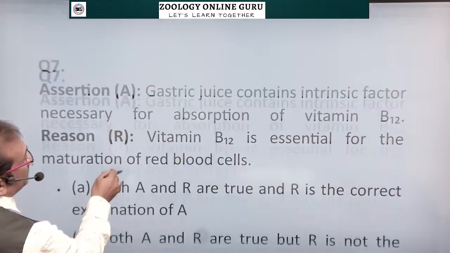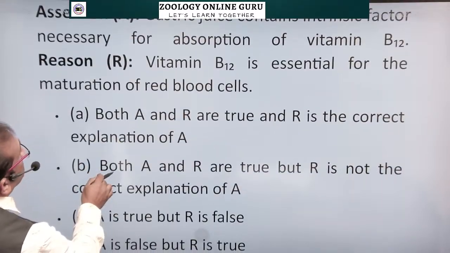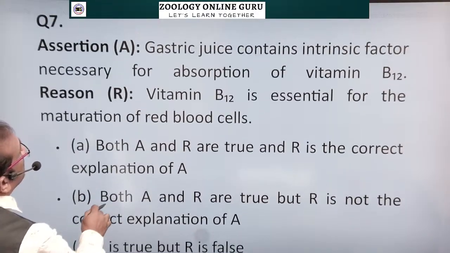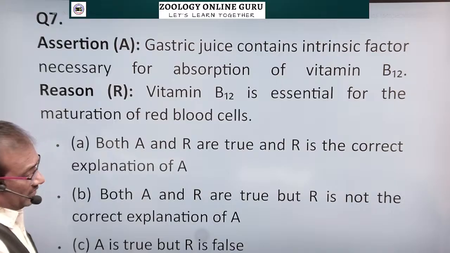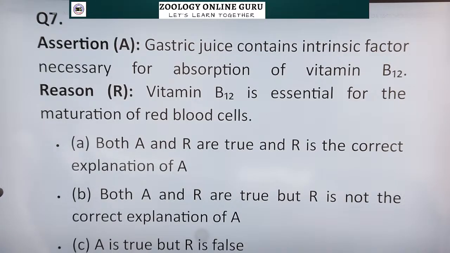Question number 7. Yes, we are stopping here. This is the last question for us for this session. Okay. Assertion: gastric juice contains intrinsic factor necessary for absorption of vitamin B12.